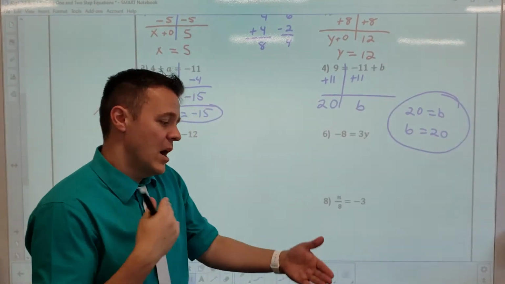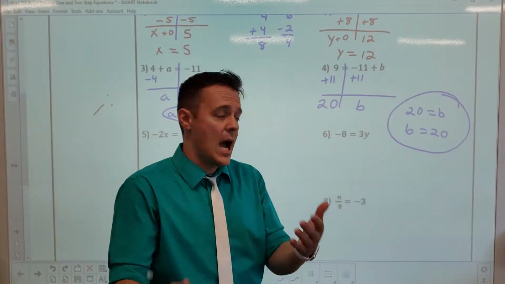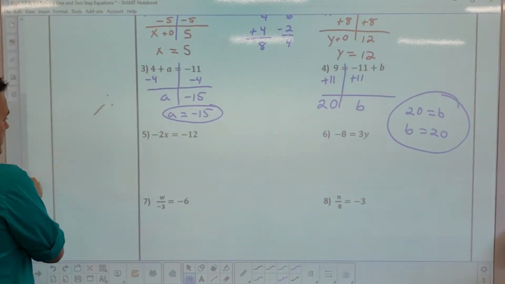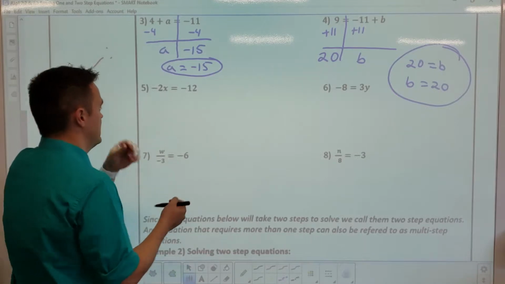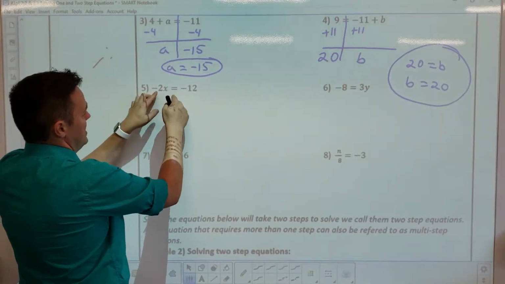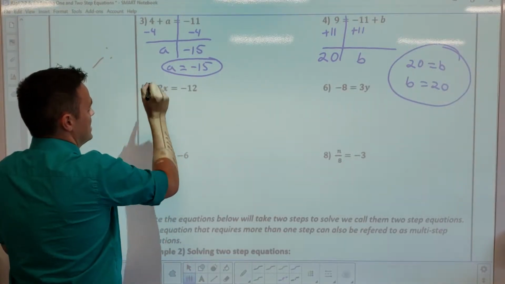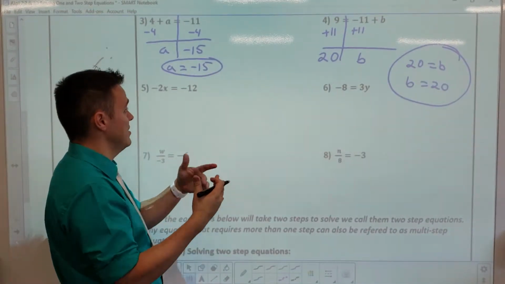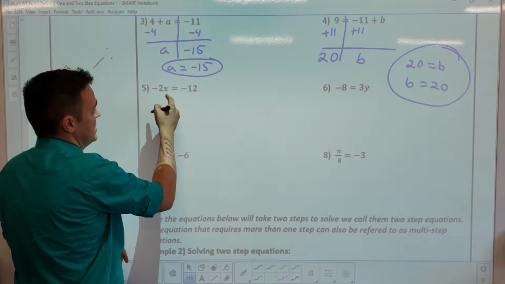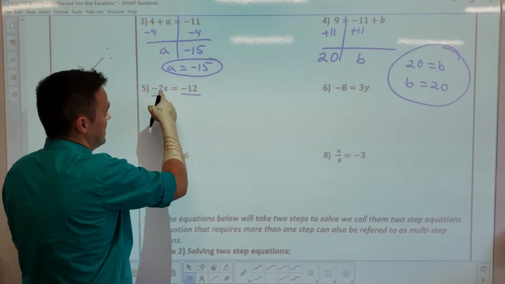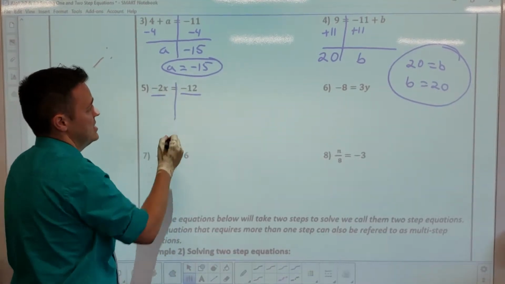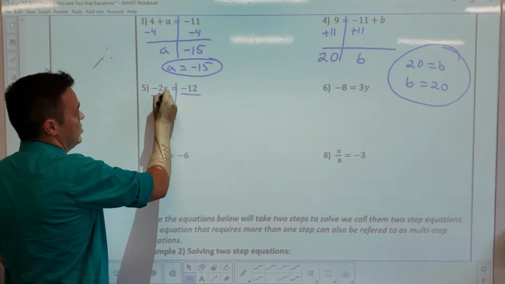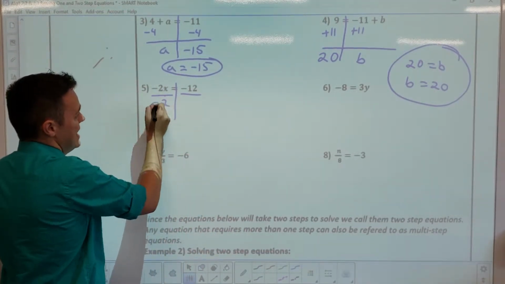Simple enough. Now what you guys need to understand is what is the opposite of multiplication and division. One thing I want to make sure you understand on here, ladies and gentlemen, is negative 2x equals negative 12. How do I isolate this? This is multiplication. The opposite of multiplication is, in fact, what? Division. So you're going to divide this by 2, but not just any 2, negative 2.